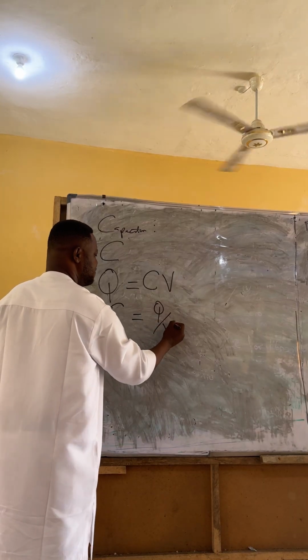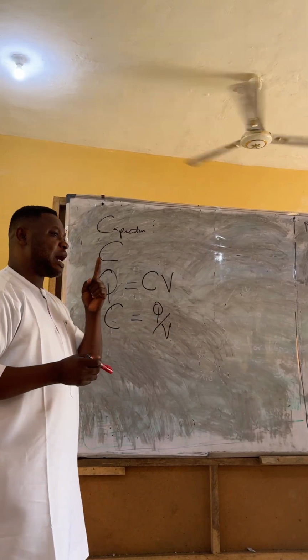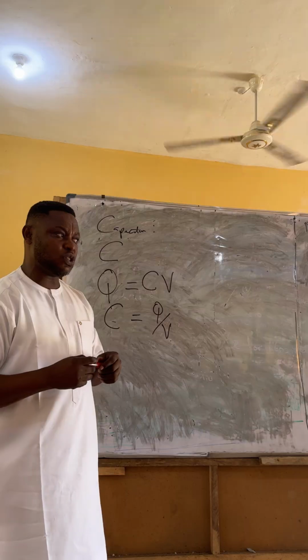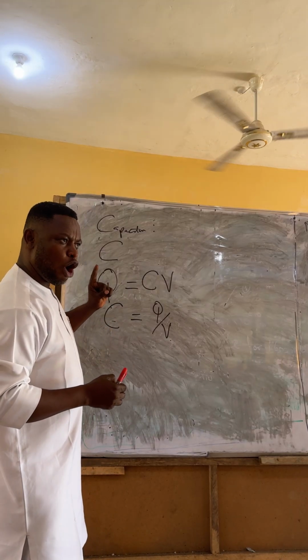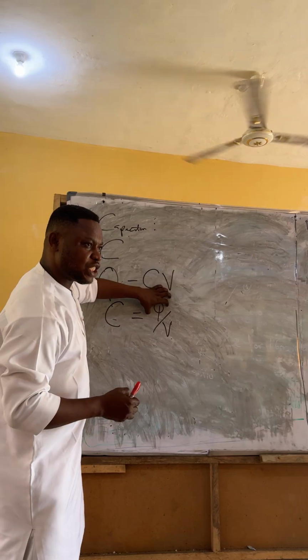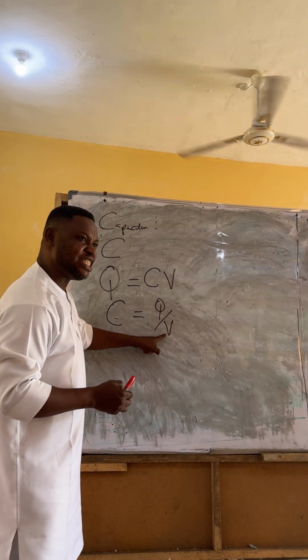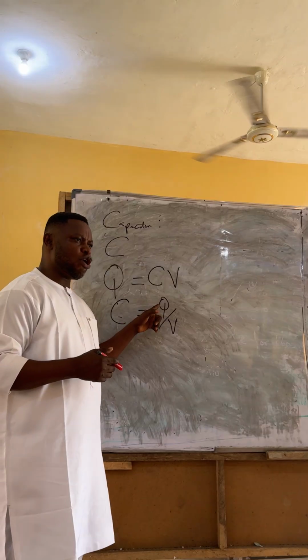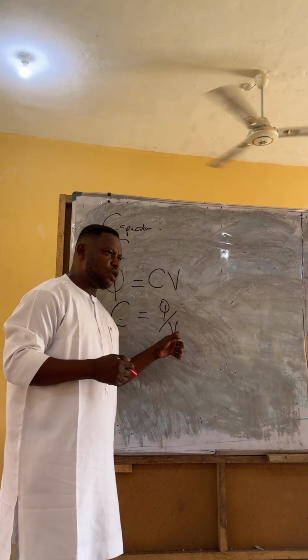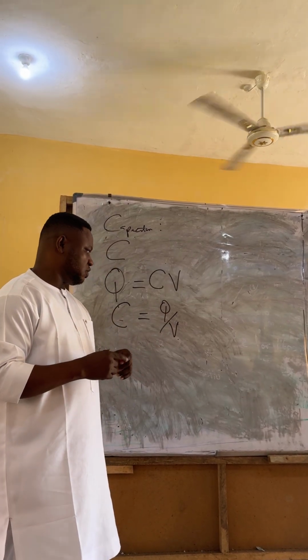So we can now say that our capacitance C is Q over V. So if someone asks you now, define capacitance as a physics, what you say is that capacitance is the ratio of charge per unit potential difference. Q over V.